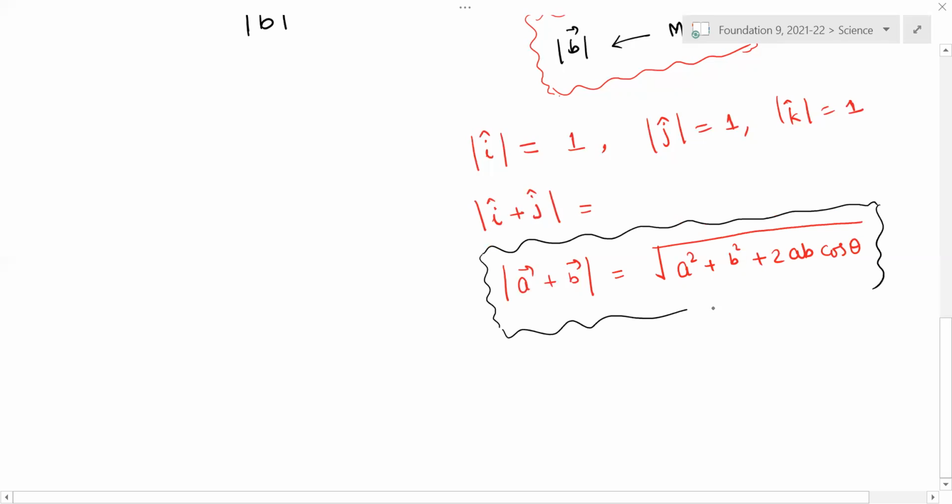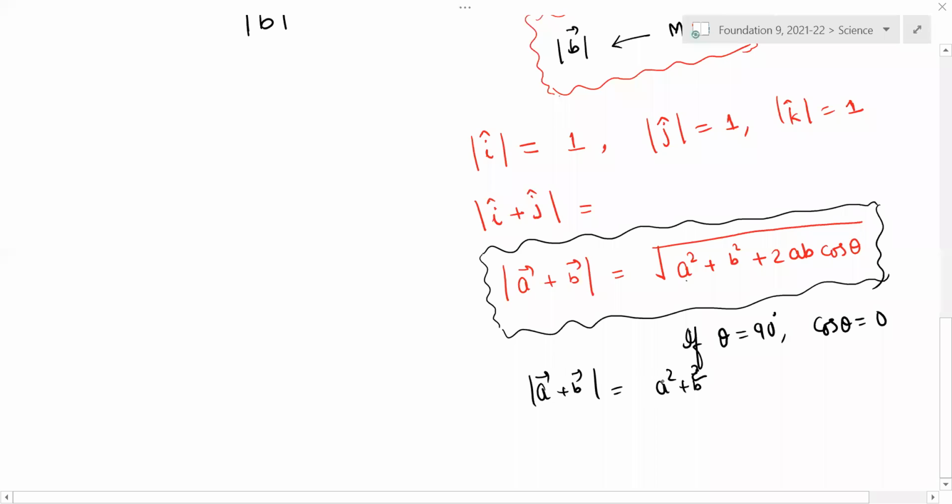And if theta is 90 degrees, then what happens? Cos theta is 0. Square root of A square plus B square. Cos theta becomes 0, it will be A square plus B square. So can we say magnitude of A vector plus B vector equals square root of A square plus B square? And same thing we do with a right angle triangle. In a right angle triangle, what happens, beta? If this is 90 degrees, say this is a, this is b, so we say this is a square plus b square. Yes or no? Yes, sir. Is it clear for all of you? Yes, sir.